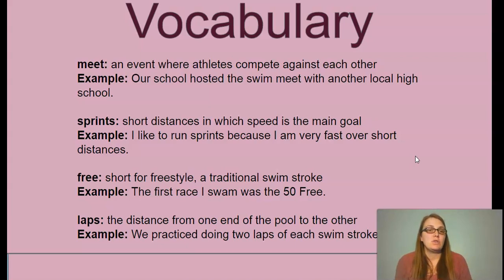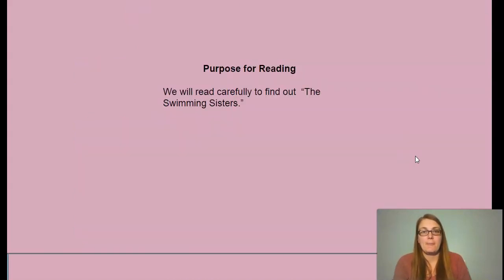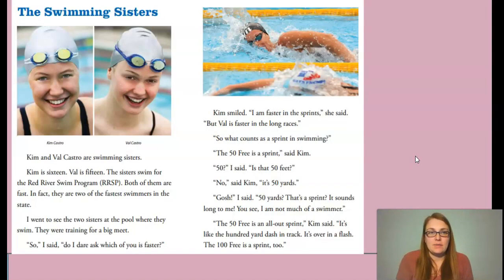Free means short for freestyle. It's a traditional swim stroke. And laps, the distance from one end of the pool to the other. The purpose for reading today: read carefully to find out about the Swim Sisters.